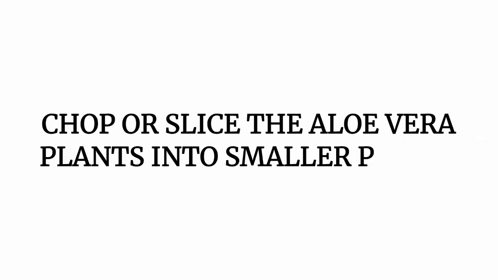So the third step, after you have gotten your aloe vera, you have gotten a very clean one and you have washed to remove dirt, you need to chop or slice the aloe vera plant into smaller pieces. Use a very good knife, cut it into pieces. Make sure you dice them into smaller pieces because we won't be using them when it is big.